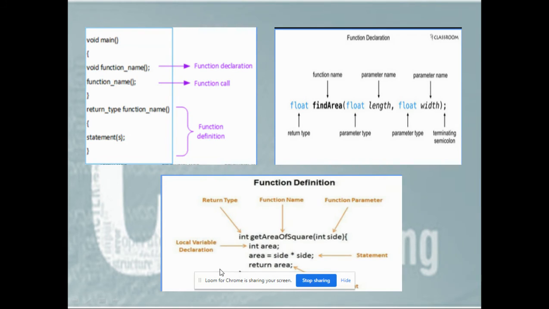Then function definition, see these different parts. The function definition is nothing but the statements we are going to use. So here you are going to find the area of a square. So here area is equal to side into side, and you are going to return your area value. So there is a return statement. Return type is your data type, then the function name, and the function parameters. And this is your local variable inside, and all these are the statements. And this is the return value.